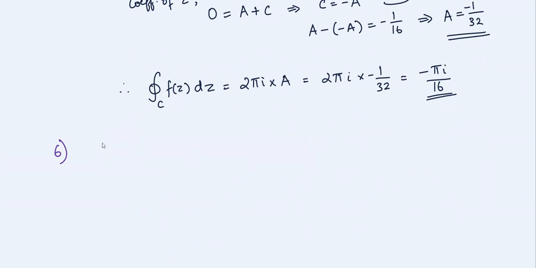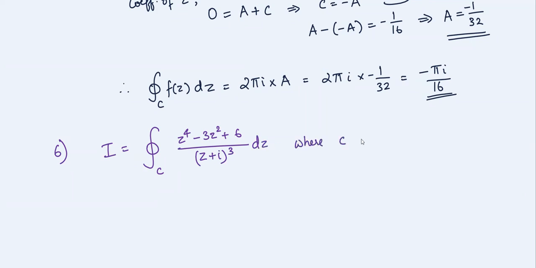Evaluate, find this I, the integral of z power 4 minus 3z square plus 6 upon z plus i the whole cube dz, where C is a simple closed path enclosing z equal to minus i.